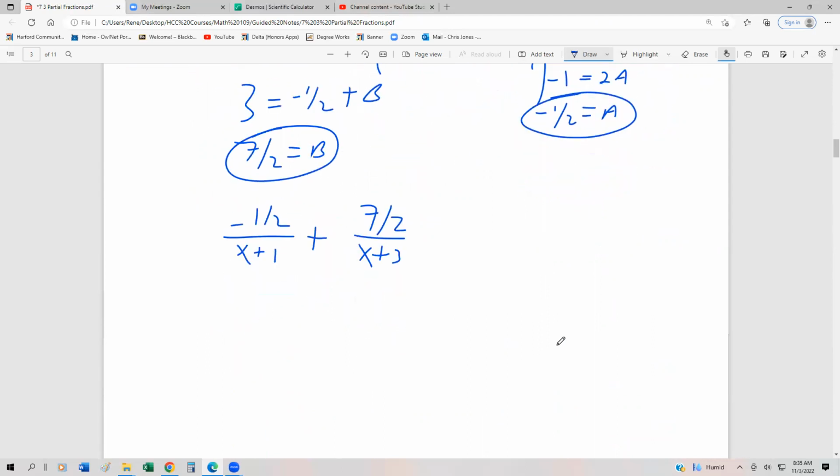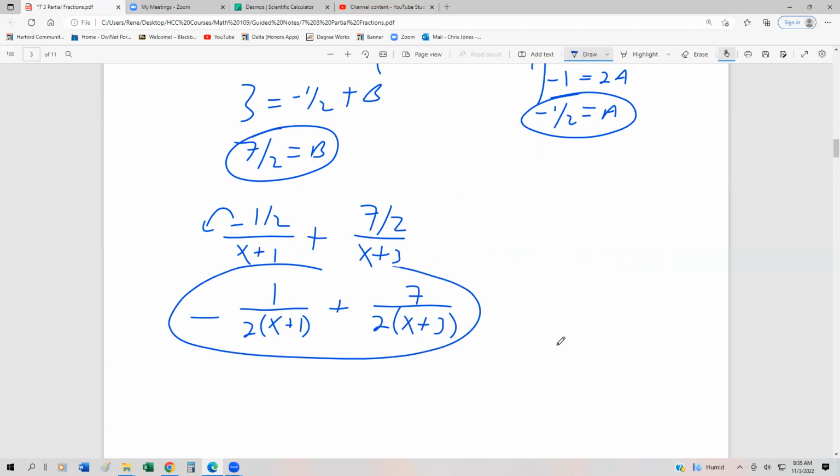Another way to write this, and this is probably the cleanest way, I'm going to take the negative out front, and then move the 2 to the denominator. So I'm going to write that as negative 1 over 2(x plus 1). Over here, I'm going to keep the 7 in the numerator, take the 2 to the bottom, and get 7 over 2(x plus 3). Okay, that would be our partial fraction decomposition.